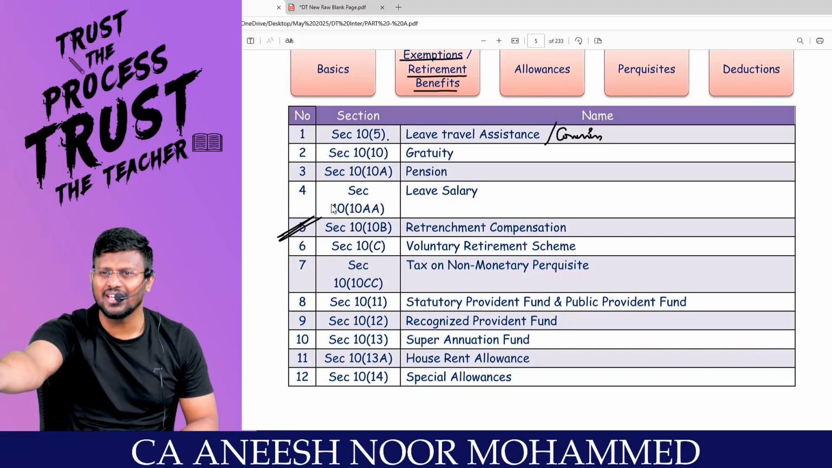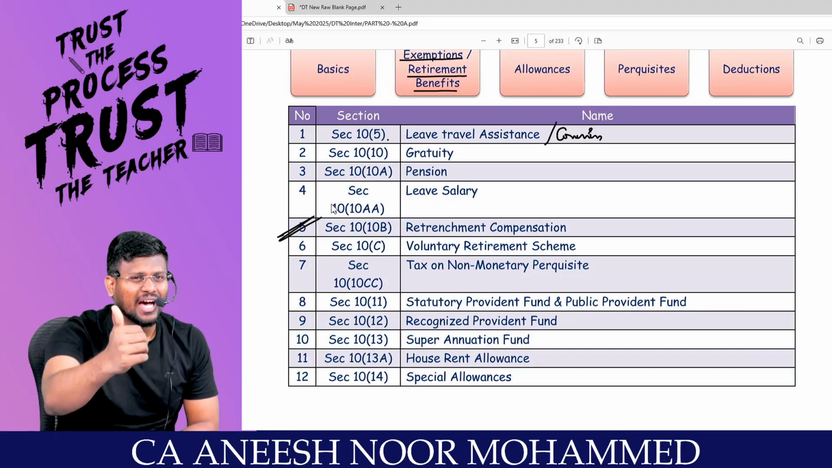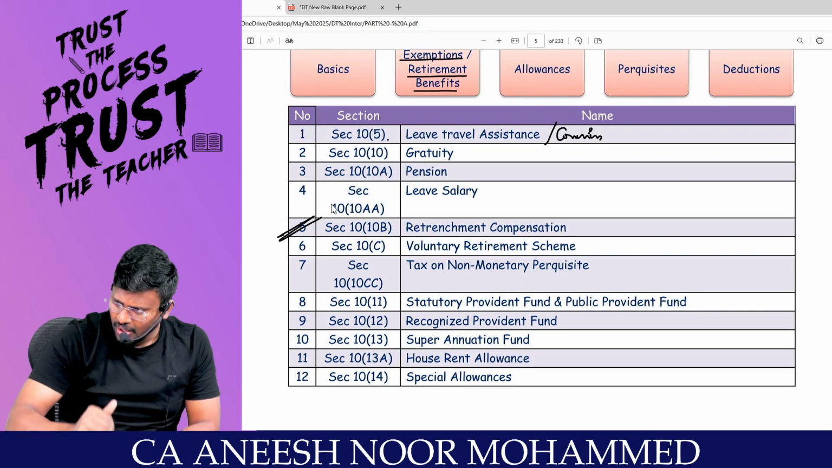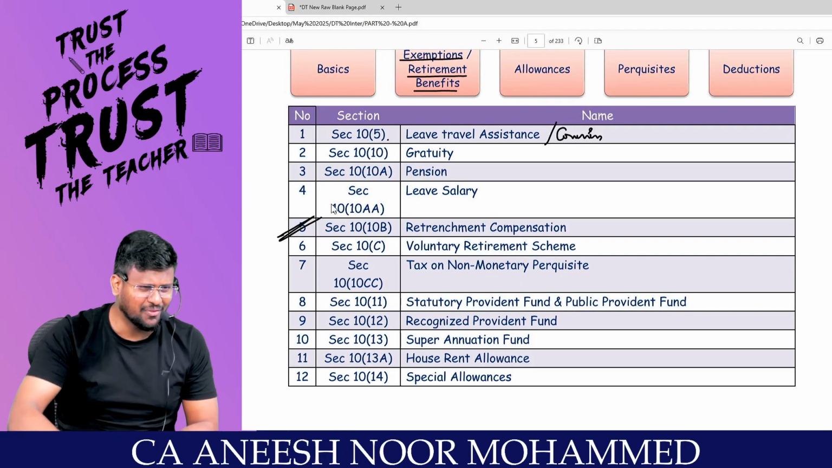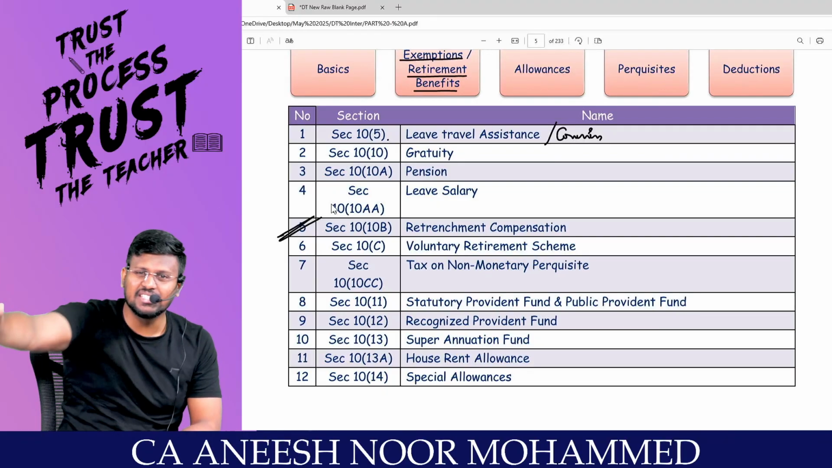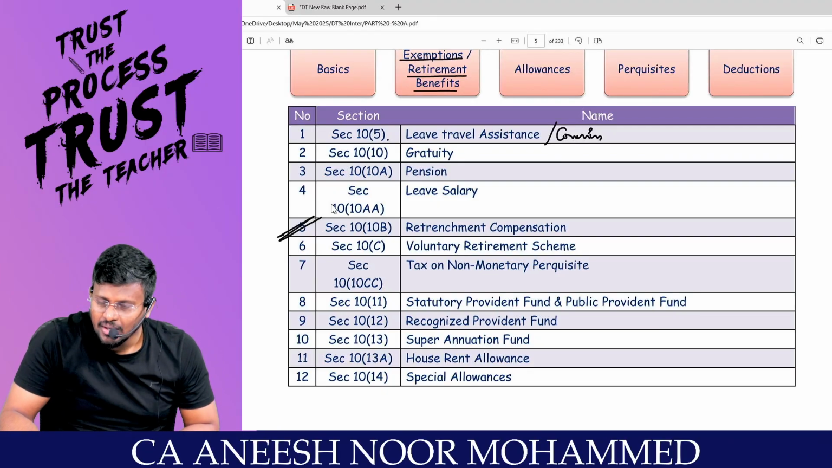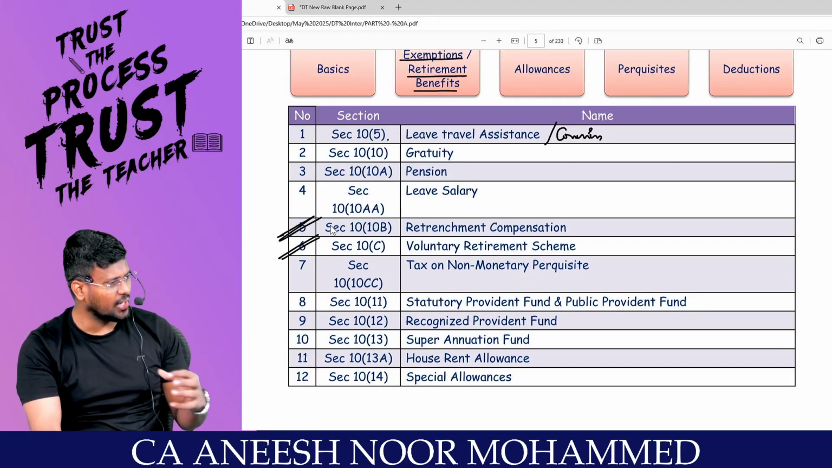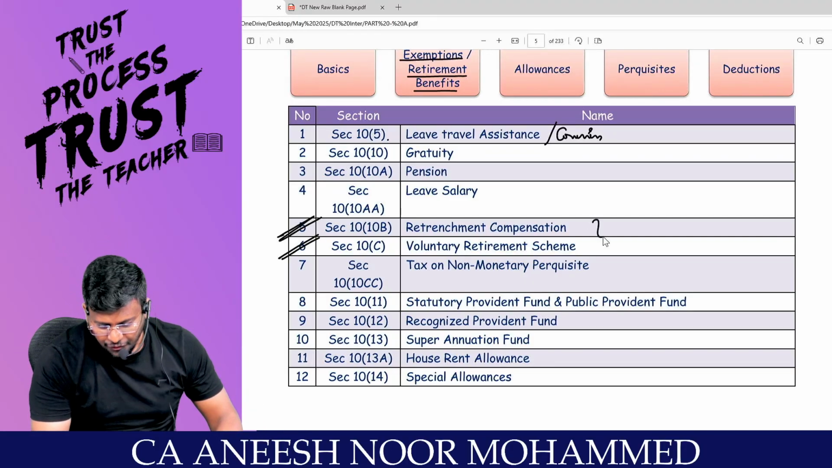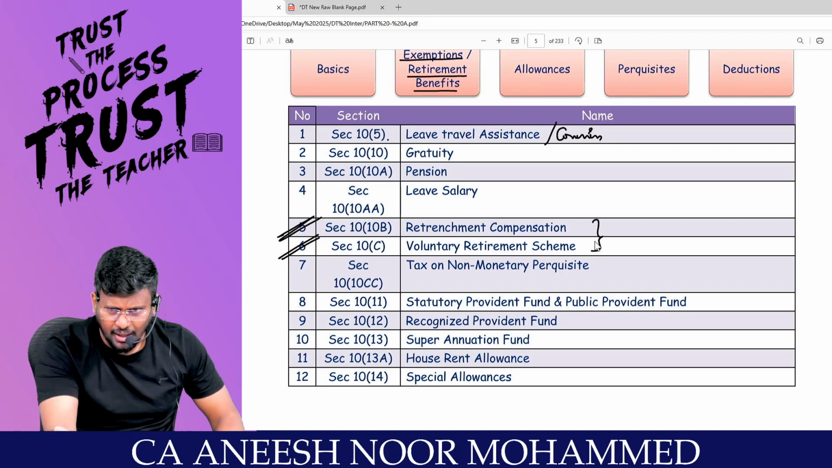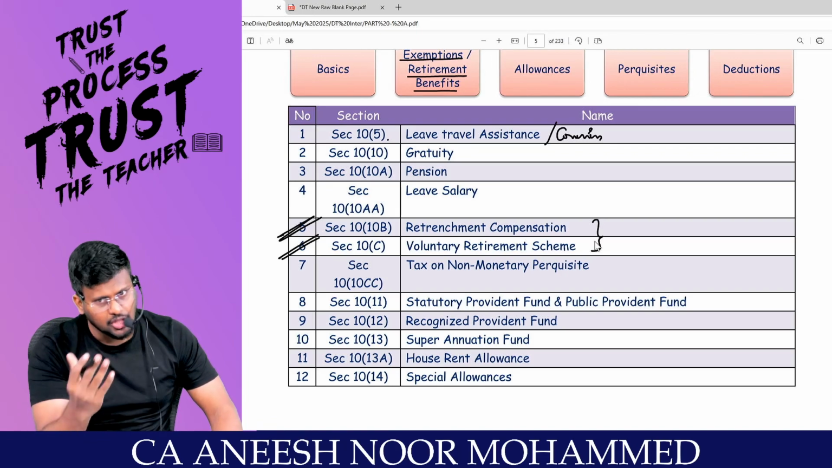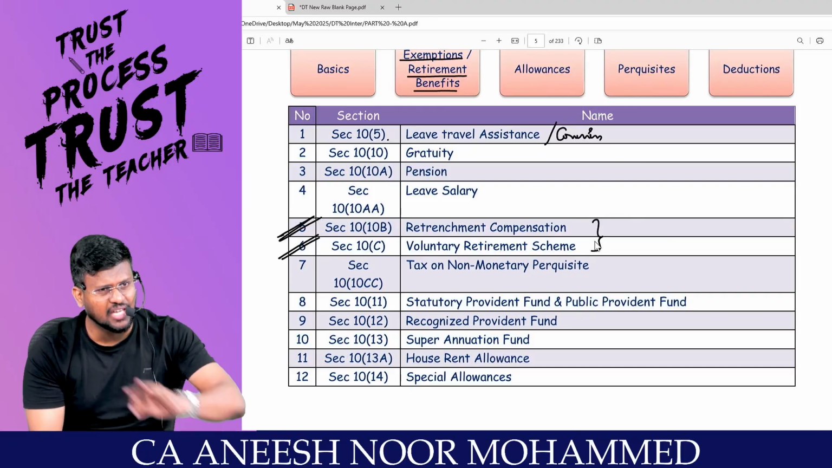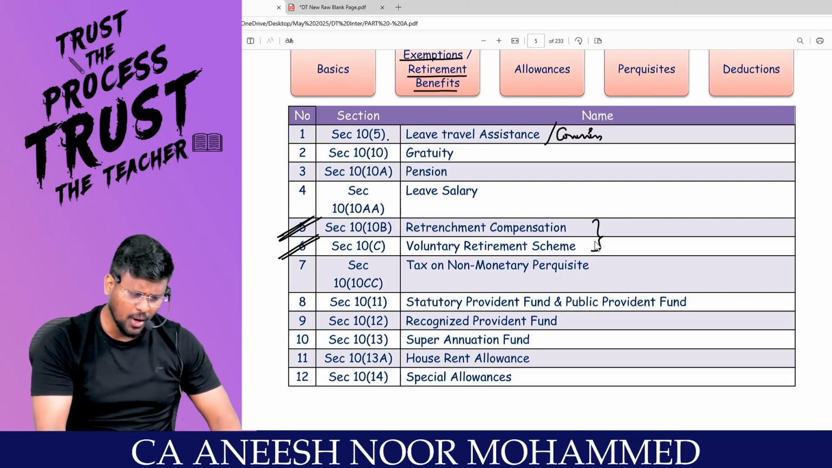This employee is saying, sir, why are you throwing me out of the organization? I myself am going, sir. Tata, sir. We will see, sir. That is called VRS, voluntary retirement scheme. That is called voluntary. So if I am sending the employee, it is retrenchment compensation. If the employee himself is going out, it is a voluntary retirement scheme.